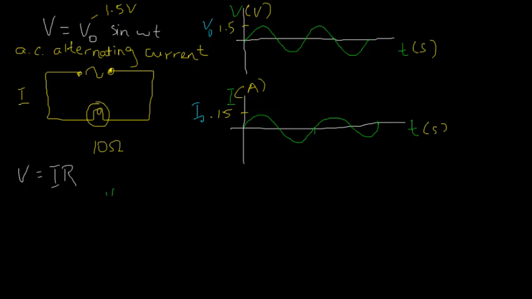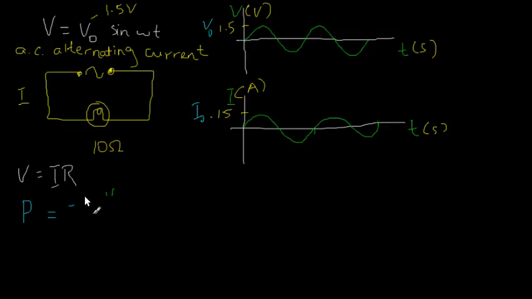Now that formula has a few forms, right? The first form is power equals voltage times current. That's the first, if you like, the basic form.